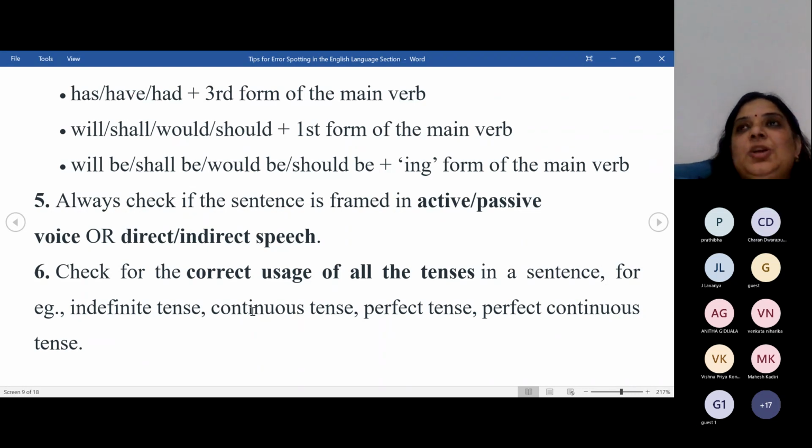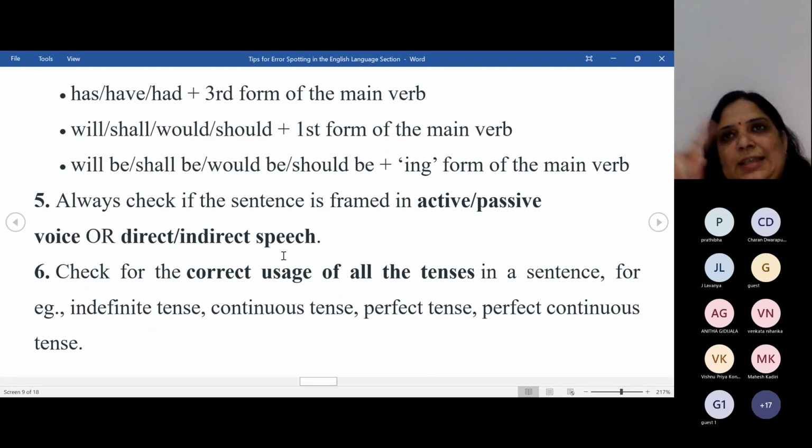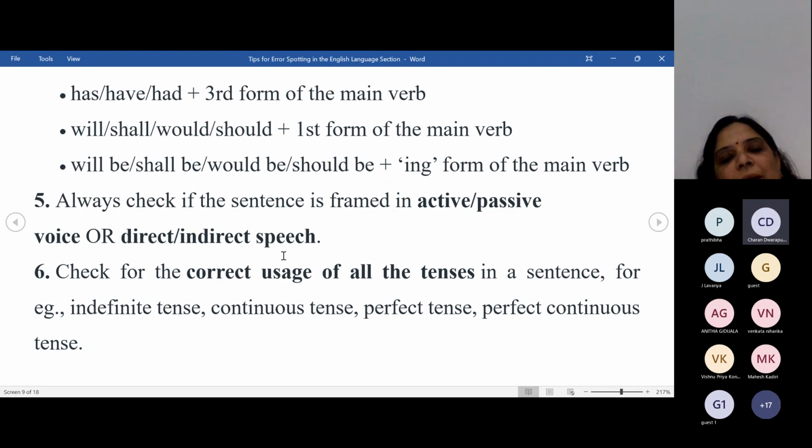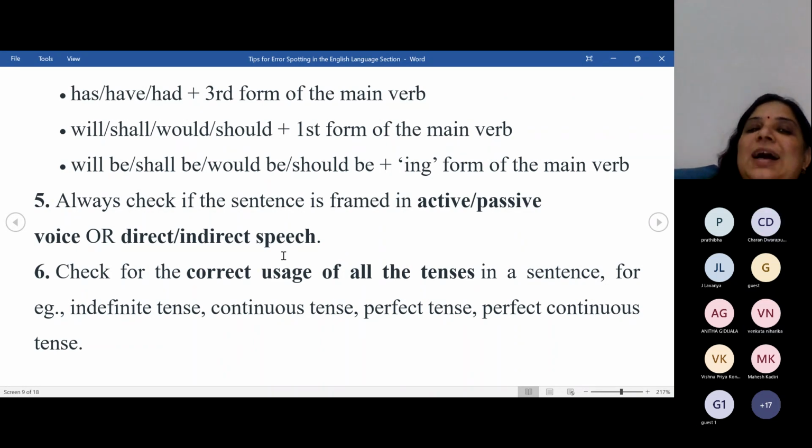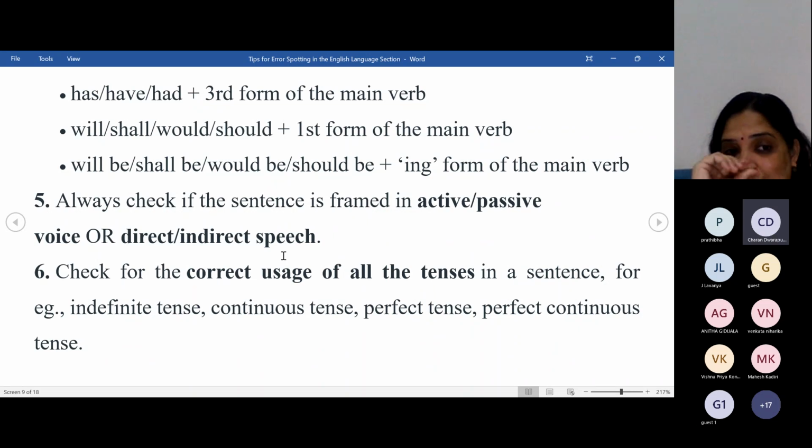Okay, even the direct and indirect speech. For example, he said, "I will go to the party." So how would the indirect or reported speech be? He told that he would go to the party. Yes, he would. The will becomes would. Correct. So it is very tricky, and you need to see that.